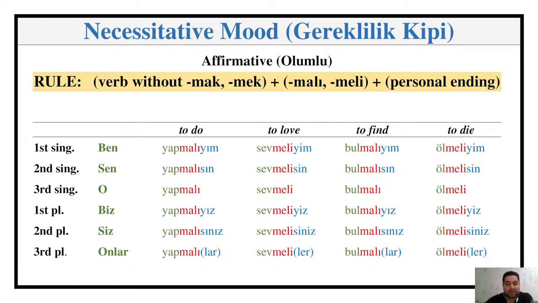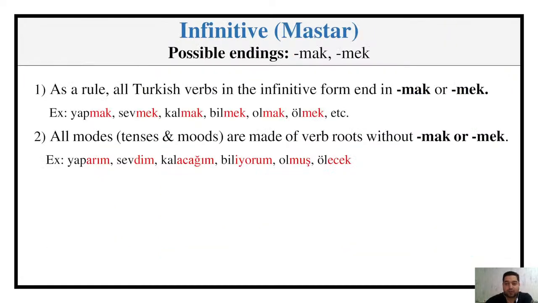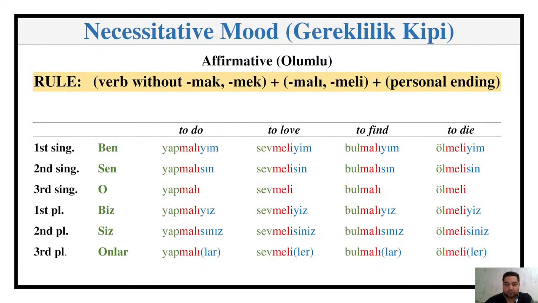So how do we decide? Sorry, let me go back. So this is basically the rule, right? I don't know whether you have seen this one or I just clicked it now. So we have basically a verb root, malı meli, and then the personal ending.